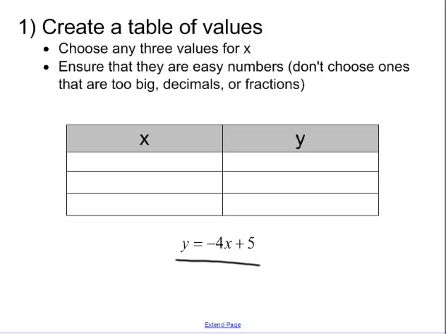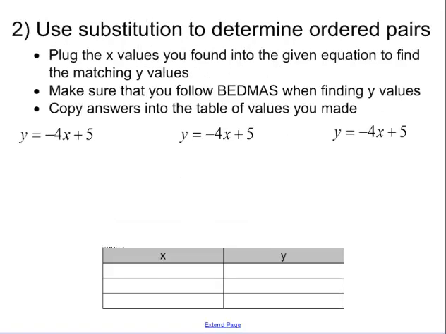So your first step in creating a table of values is choosing appropriate values for x. These can be any numbers, just make sure that they're easy numbers. You don't want to choose numbers that are too big or too small, and by too small I mean decimals, fractions, anything that's going to make your life more difficult than it has to be. So we're going to choose negative 1, 0, and 2 as our x values. Let's just copy these x values back into this chart as well.